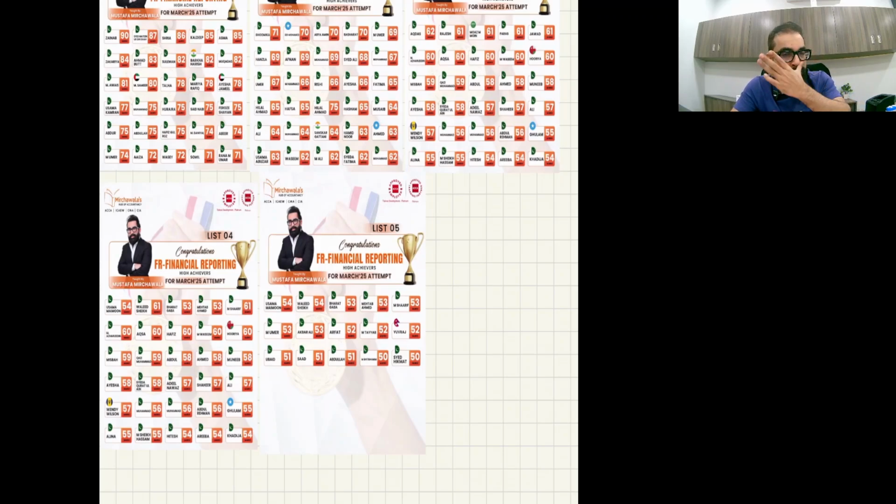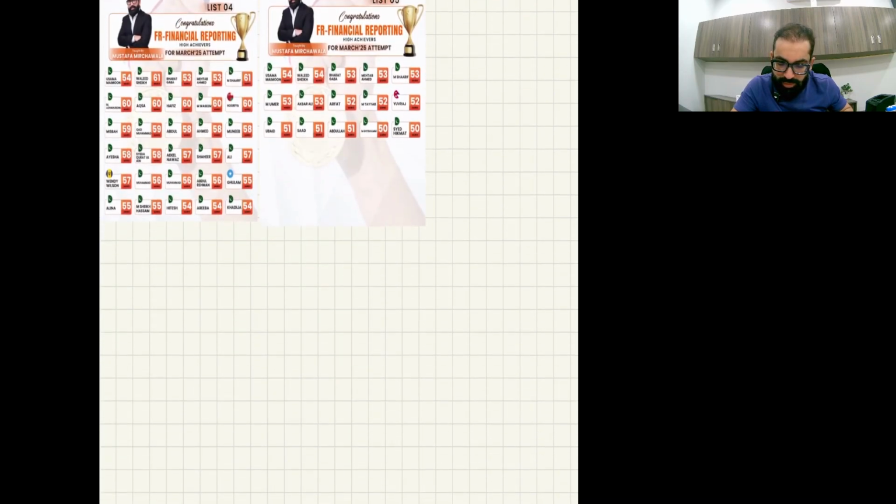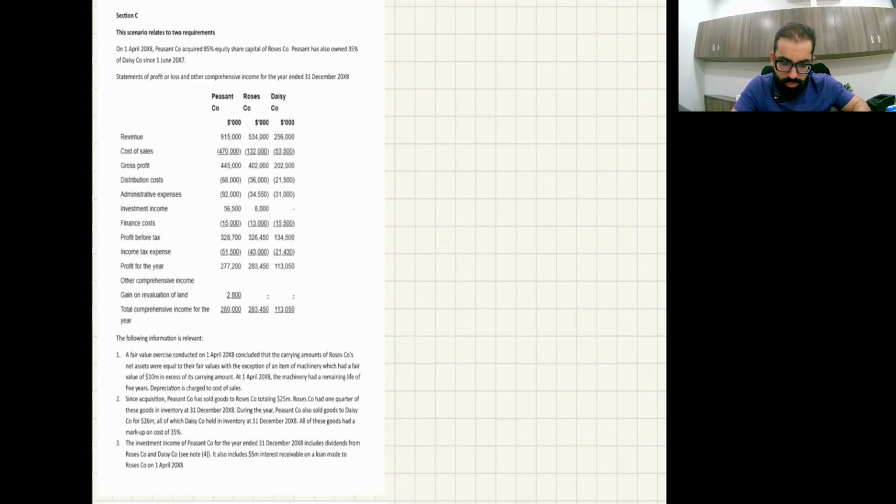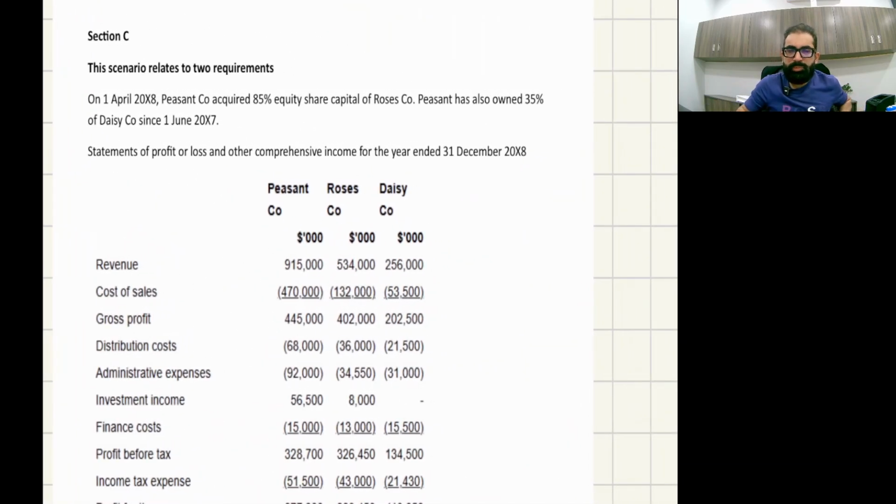Now, without wasting any time, let's move on to our question. That is the pre-mock question of consolidation. Very good question, very good learning. Something new in this question as well. I'll highlight it for you: there are ordinary normal things as well as something which is new. This question is linked to the consolidated SOCI.